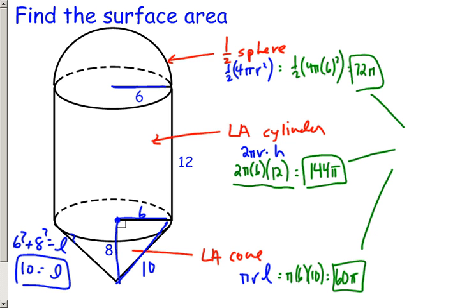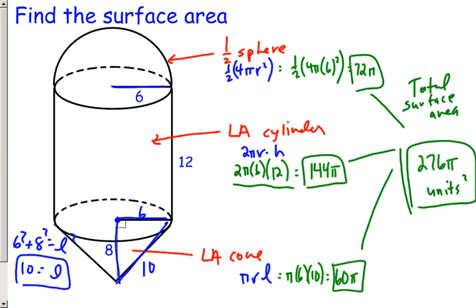Now the total surface area is simply the combination of these three. So 72 plus 144 plus 60, which gives you 276 pi. And since we're talking about surface area, you would call it units squared. And that would be the surface area.